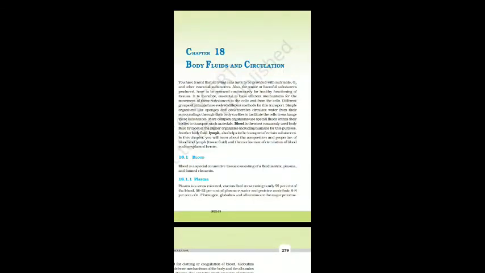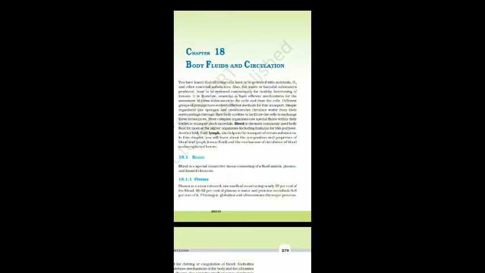Chapter 18 Body Fluids and Circulation. You have learned that all living cells have to be provided with nutrients and other essential substances. Also, the waste or harmful substances produced have to be removed continuously for healthy functioning of tissues. It is therefore essential to have efficient mechanisms for the movement of these substances to the cells and from the cells. Different groups of animals have evolved different methods for this transport.